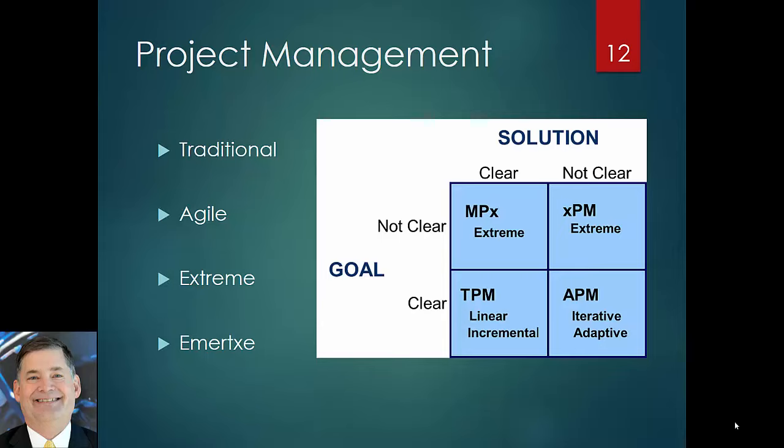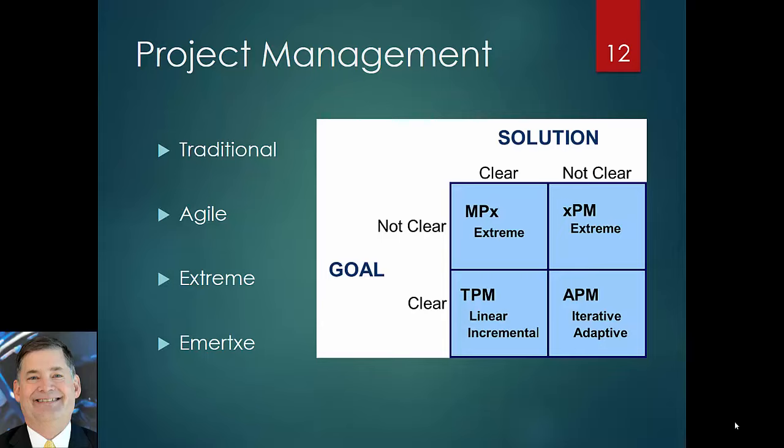As you look at those, you can distinguish between the four based on: do you have a clear understanding of the goal, or do you have a clear understanding of the solution? If you build a little matrix and map those across, you're going to use traditional project management, which is covered in the book, when you have a clear goal and a clear solution. There are lots of different techniques for deploying that, two of which are listed there. Linear and incremental are examples of traditional project management.